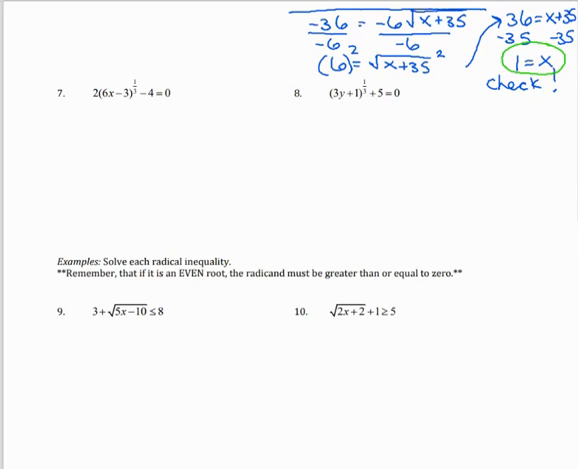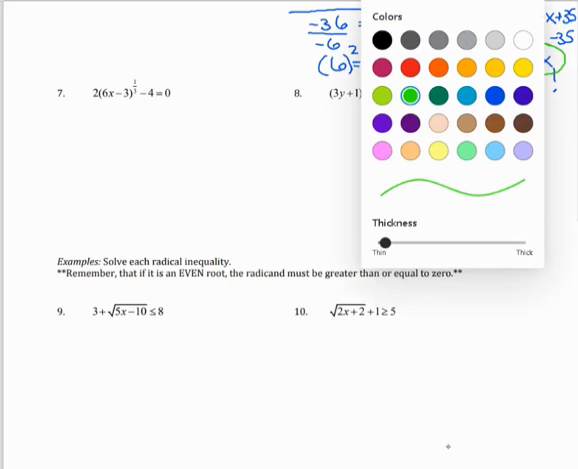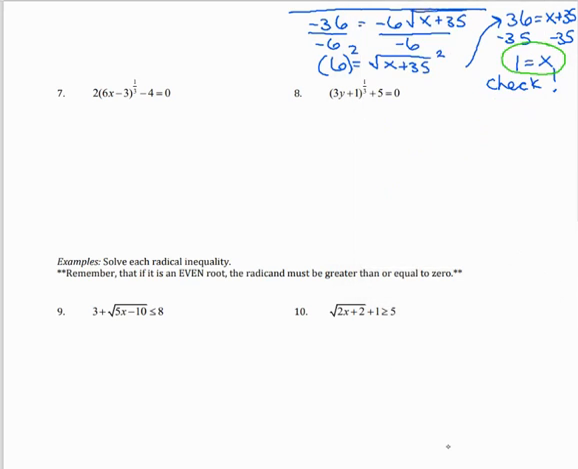Okay, how about number 8? So for number 8, don't let this throw you off. I see a rational exponent. But rational exponents really are just like radicals. You could think of this as the cube root. Or we can just solve with the rational exponent. So the first thing I'm going to do to get y alone is I'm going to subtract 5.